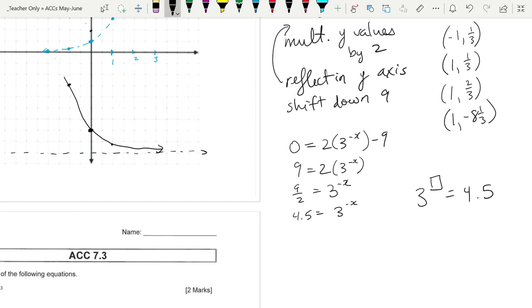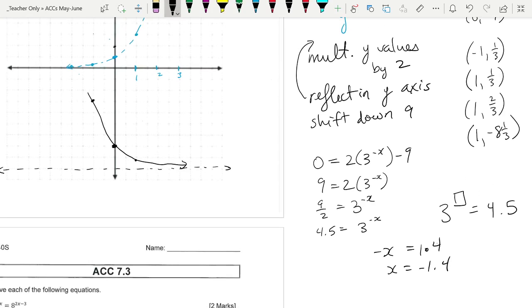If I take 3 to the power of 1, I get 3. 3 to the power of 2 is 9. So it's somewhere between 1 and 2. So I could guess and check. 3 to the power of 1.5. Oh, that's too big. That's 5. How about 3 to the power of 1.25? Ooh, that's too small. How about 3 to the power of 1.4? Oh, that's pretty close. So I'm going to say that roughly that's around 1.4. So -x is equal to about 1.4, which means that x is around -1.4. So there we go. There's another point. I could say that at around -1, and that's 0.5, so I don't know, about there.